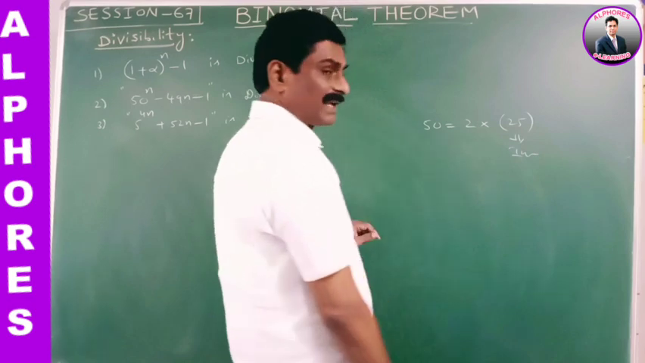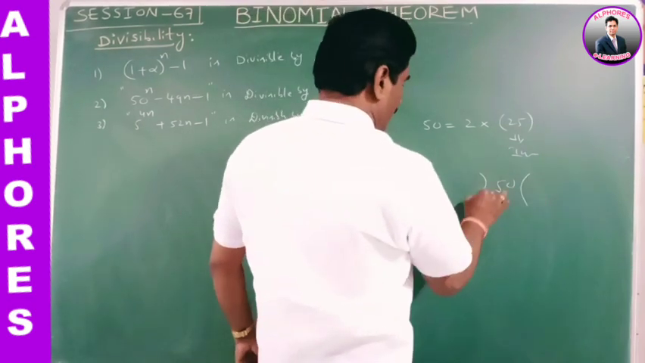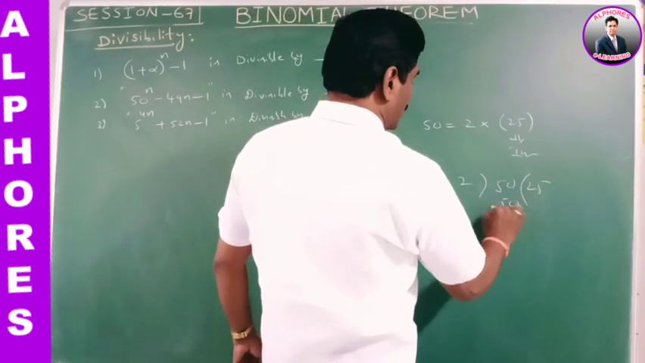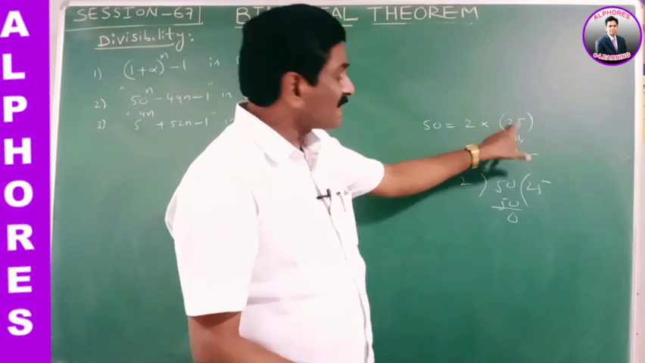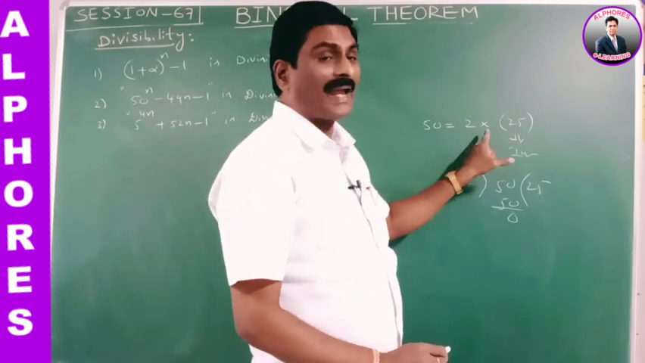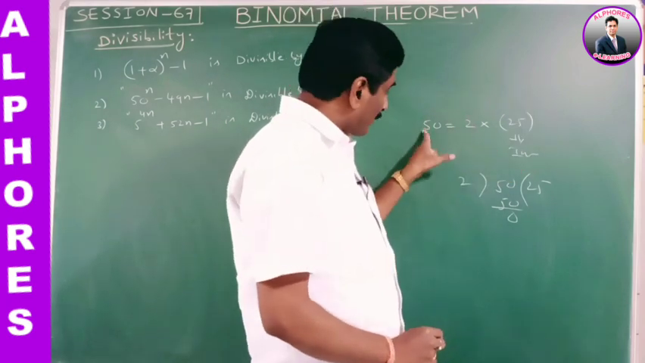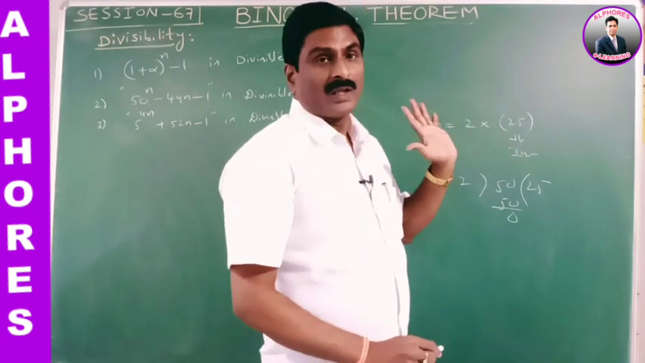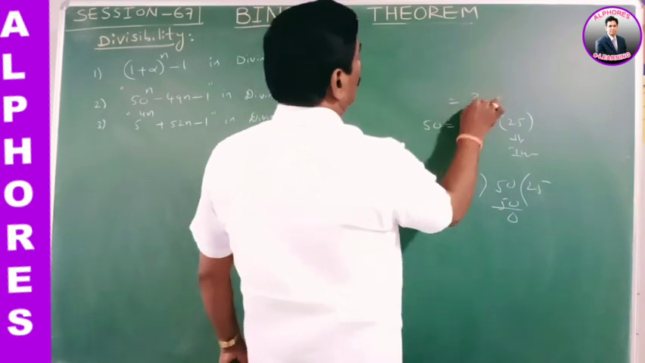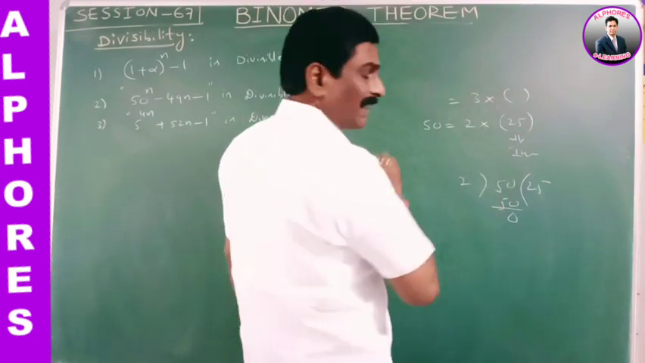2 into some integer means, suppose 50 is divided by 2, 25 times, and the remainder is 0. 2 into some integer means this value is completely divisible by 2. If the remainder is 0, then it is divisible by 2. That means it can be reduced into 2 into some integer. Similarly, if it can be reduced into 3 into some integer, it is divisible by 3.